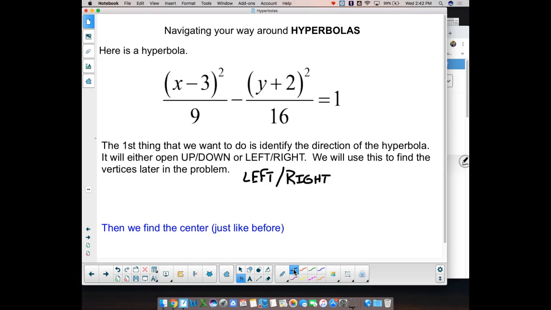Next, we're going to find the center. And we're going to do that just like we did before. Okay? So that's going to be h comma k. H goes with x because it's part of hex. K goes with y because it's part of the bike. Okay? All right? So where is the center of this hyperbola? What did you say, Frank? 3, -2. 3 comma -2, did you say? Yep. I love it. I couldn't have said it better myself.